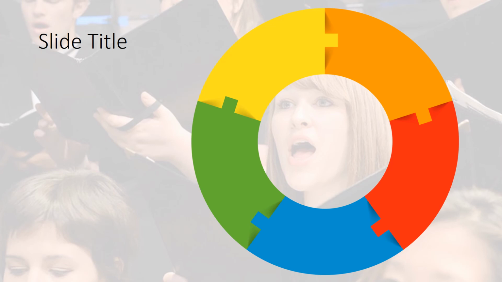Lastly, the circle is divided into 5 separate colors. Intuitively, our mind infers that the 5 colored pieces are related. They could represent a circular process or possibly the 5 parts of some information.